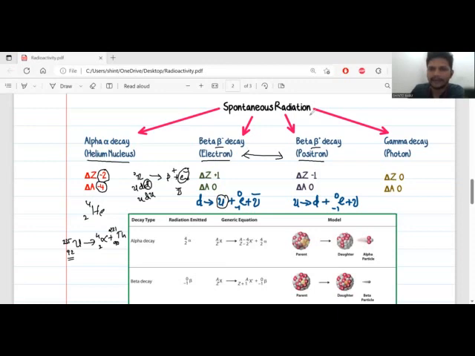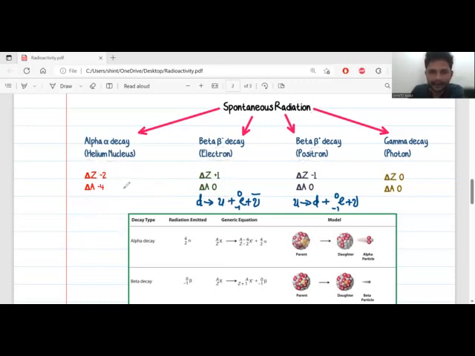So what happens to a nucleus when beta decay occurs? Remember, we lose a neutron and we gain a proton. Okay, so you're gaining a proton means your atomic number will increase by 1. Okay, and you lost a neutron, but on the other hand you gain the proton, which means the mass number will remain the same, or there is no change to the mass number.